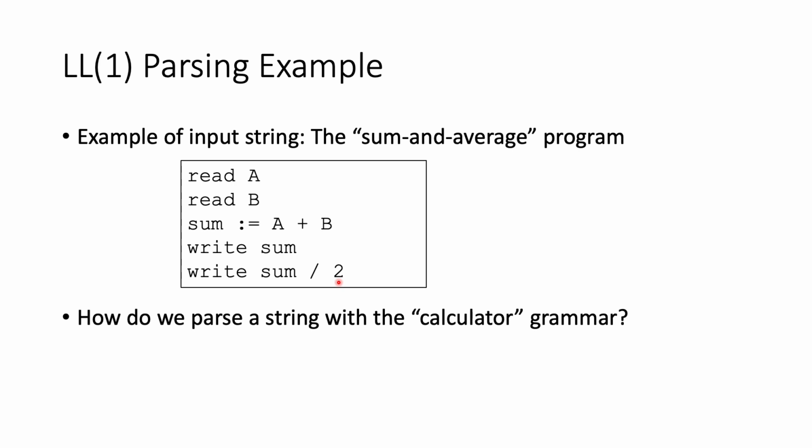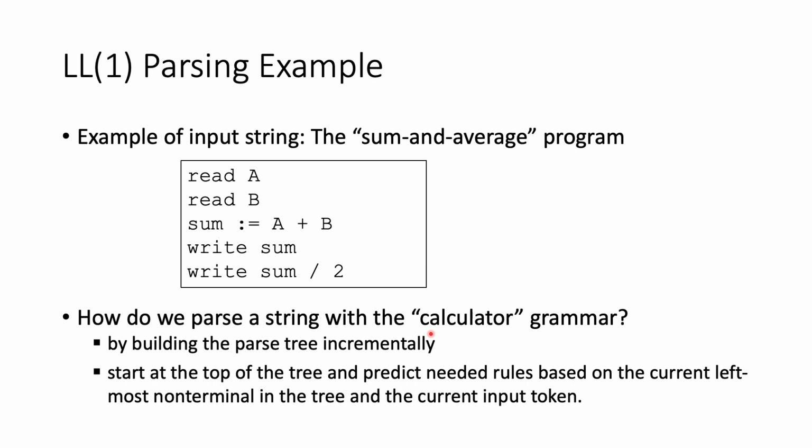So how do we parse a string with the calculator grammar? We saw the basic idea in the previous lecture, which is about top-down parsing. In other words, we can parse a string with this grammar by building the parse tree incrementally. We start at the top of the tree and predict needed rules based on the current leftmost non-terminal in the tree and the current input token.